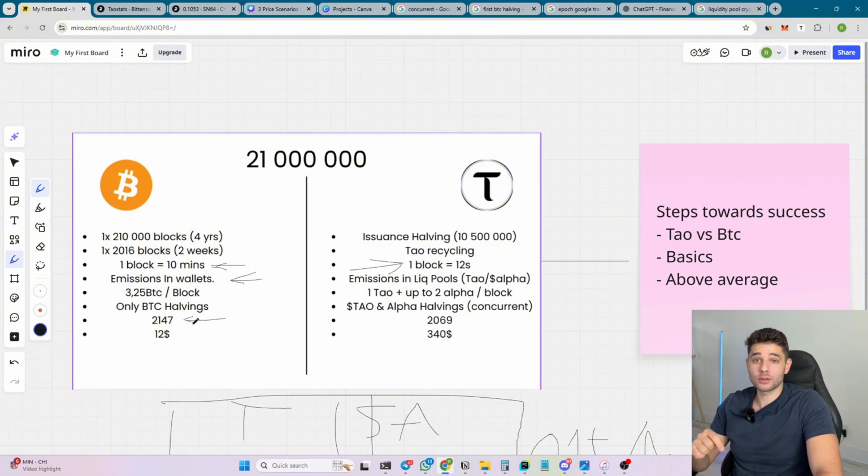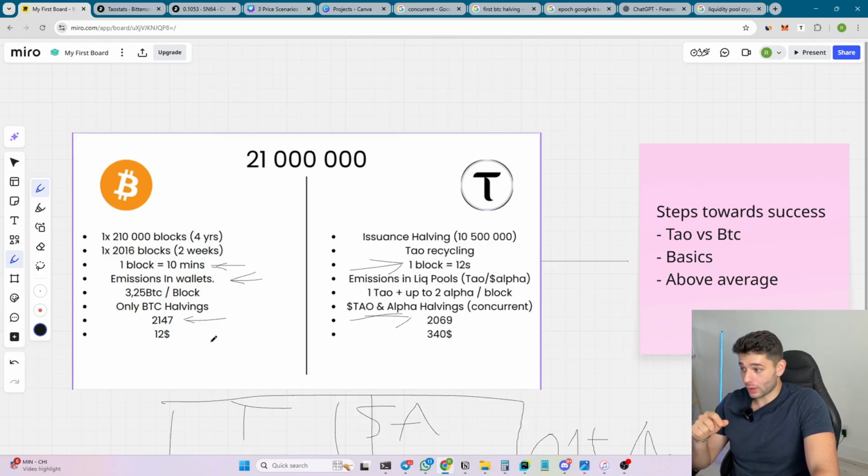Also, the last Bitcoin will be completely mined in the year 2147. However, Tao is a bit quicker. It's until 2069. So as you can see, both of these cryptocurrencies have a long-term vision. That's why I think the holders will be very strong in the coming years.